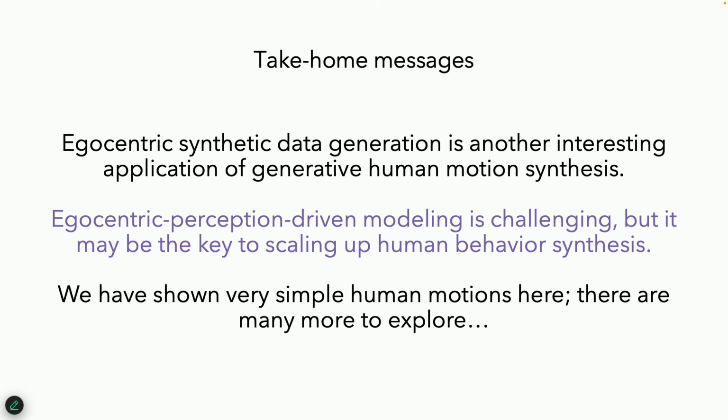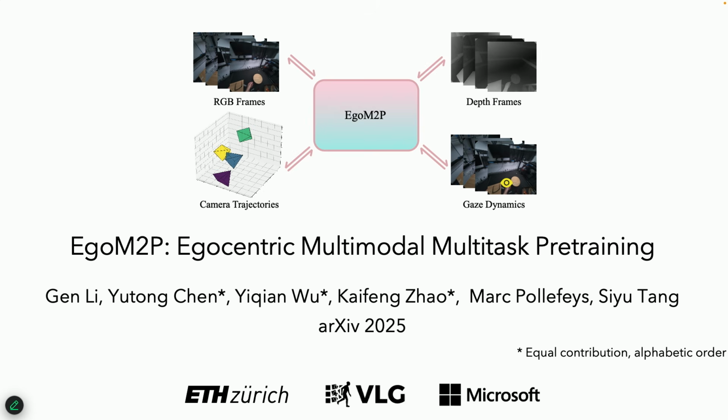Okay, and the last one is, in this work, we have shown very simple motion behaviors. It's just a person trying to reach a goal in a 3D environment, potentially with other moving humans. But I think there are many more tasks to explore, right? Hand-object interaction, how to synthesize that realistically. Social interaction, how to synthesize that realistically. I think those are all open questions. Okay, so that's the first work.